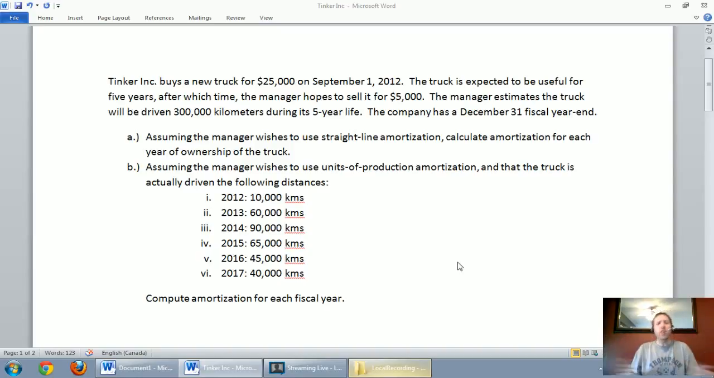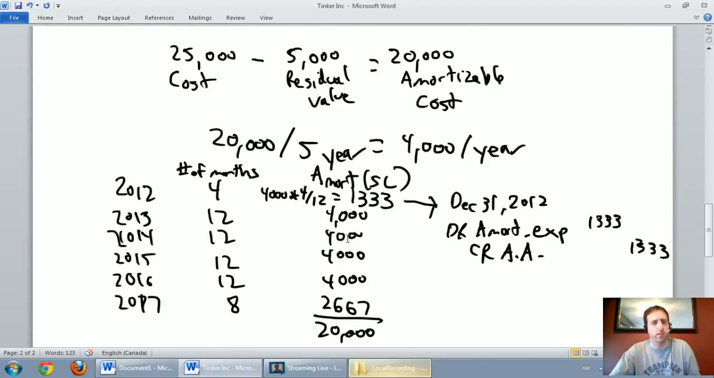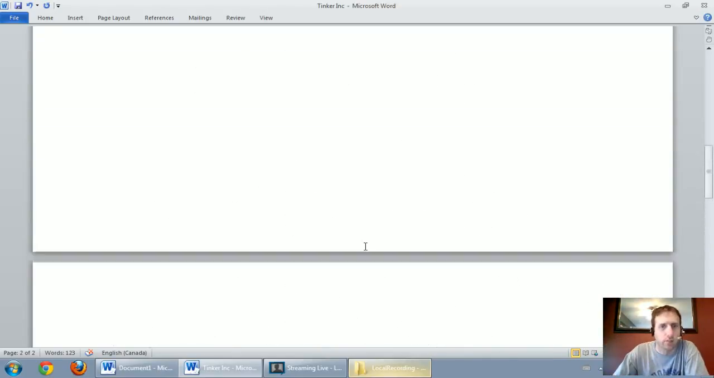And I thought I'd discuss units of production before actually doing the problem. So straight line amortization says, amortize your asset the same amount every year just because time ticked by. You know, the asset's a year older, we're going to amortize, in this example, it was $4,000. So each full year we amortize our asset for $4,000.